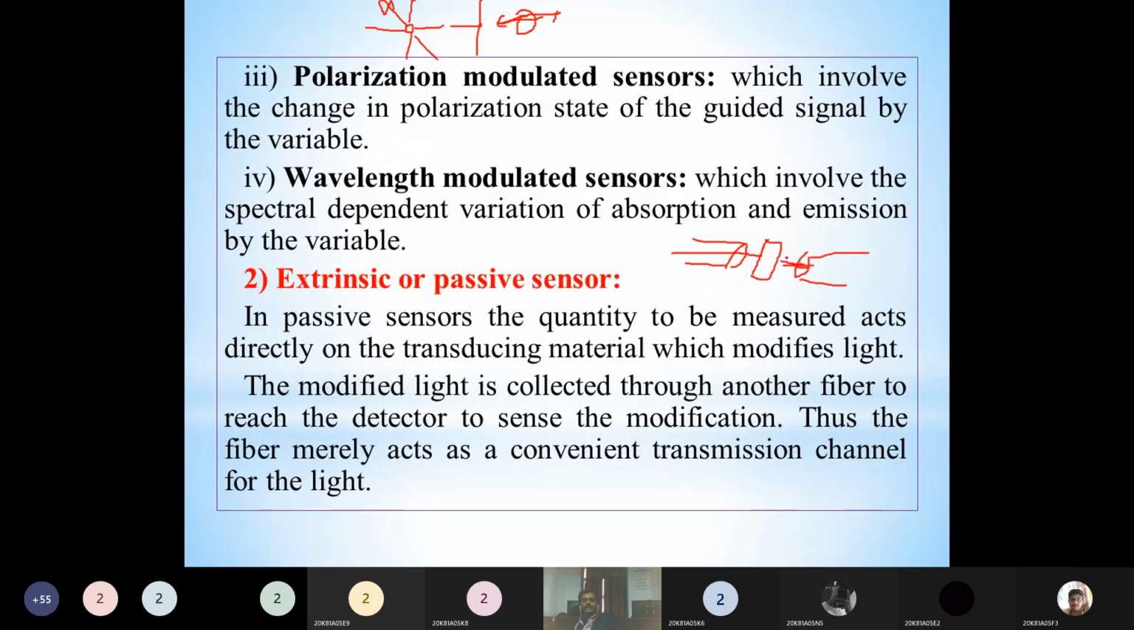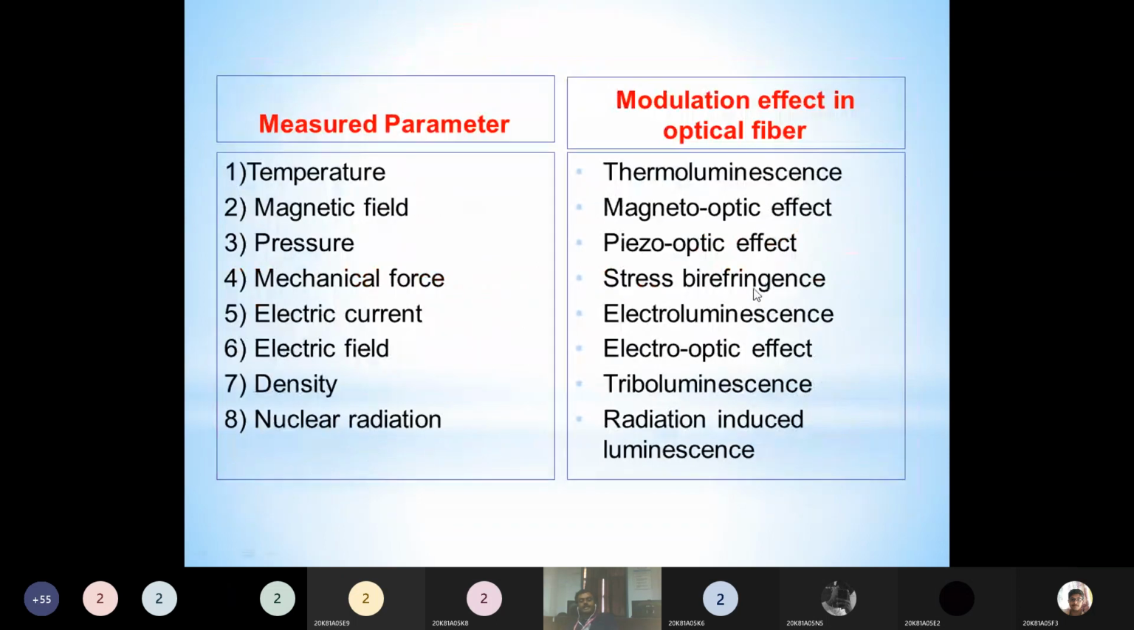In the transmitted light, some wavelength may be lost due to many reasons. Otherwise, in between the two optical fibers there is some other material, any other gas or anything. These types of sensors we call extrinsic sensors or passive sensors. Because of this external source, there is a modification of the output. These types of sensors we call extrinsic sensors.